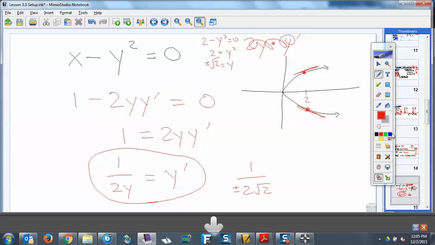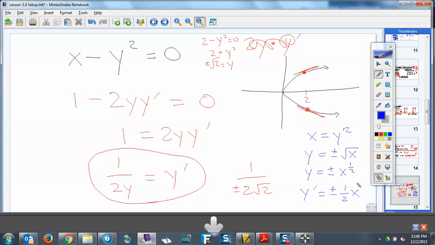Now, I purposely picked one that we could have gotten y by itself. We could have done explicit, which is our normal way of doing derivatives. I could have done what I did right here. I could have added that y squared over to the other side. I could have square rooted both sides, got plus or minus square root of x, right? Which is the same as plus or minus x to the 1/2. Now let's do the derivative of that. Bring the 1/2 down in front.